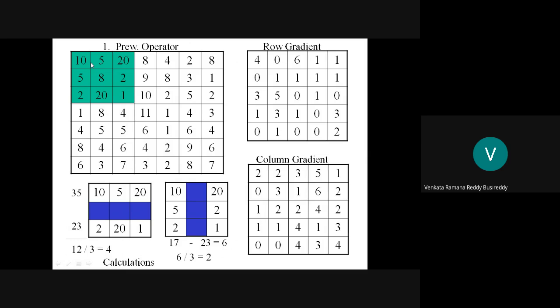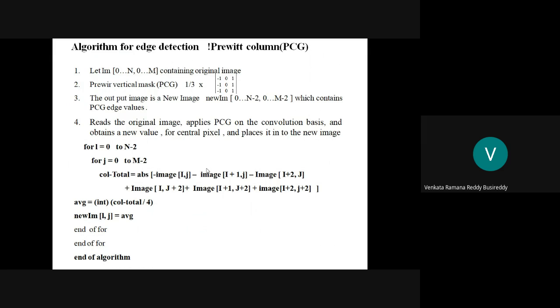At this point of time, you are going to lose 1 row, 1 column. That means 2 rows, 2 columns. When you are dealing with 512 by 512 or 1024 by 1024, even more, I think that 1 or 2 rows are not going to affect the information of that particular image. So the algorithm for this one.